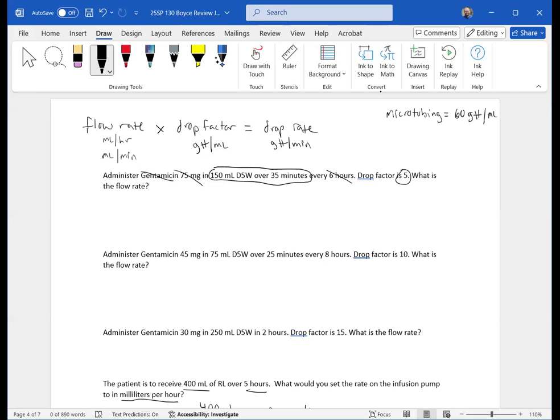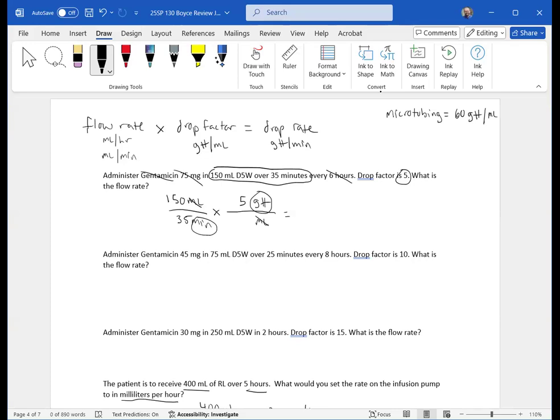So I'm going to take my flow rate, which is 150 ml, over my time, 35 minutes. I'm going to multiply by my drop factor, and it says it's 5. If it doesn't give you the units, it's always drops per ml. We get rid of ml. Before we do any math, we're already in drops per minute. So now all I have to do is multiply across the top, divide by the bottom. So I'm going to take 150 times 5 divided by 35.